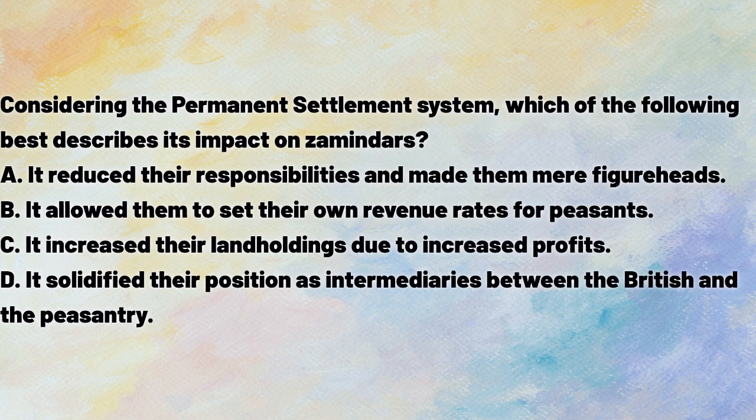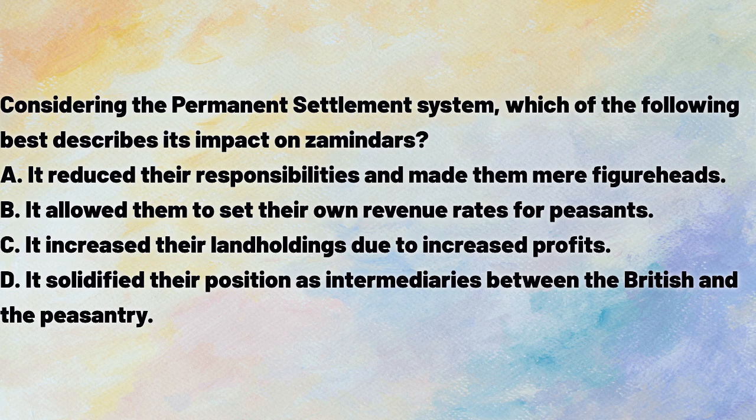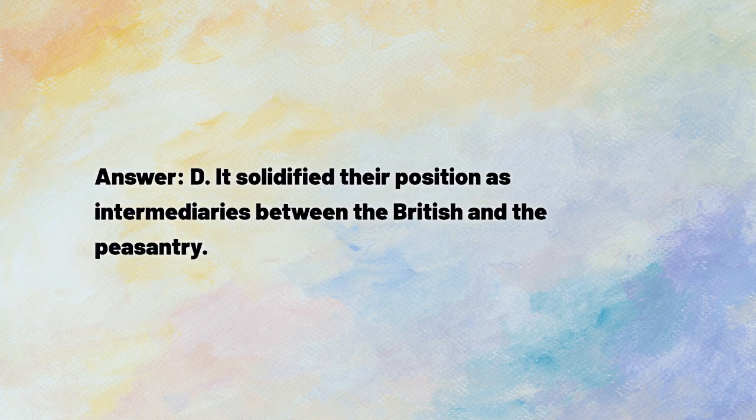Considering the permanent settlement system, which of the following best describes its impact on zamindars? A. It reduced their responsibilities and made them mere figureheads. B. It allowed them to set their own revenue rates for peasants. C. It increased their landholdings due to increased profits. D. It solidified their position as intermediaries between the British and the peasantry. Answer: D. It solidified their position as intermediaries between the British and the peasantry.